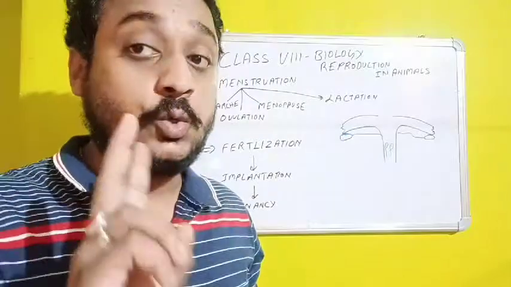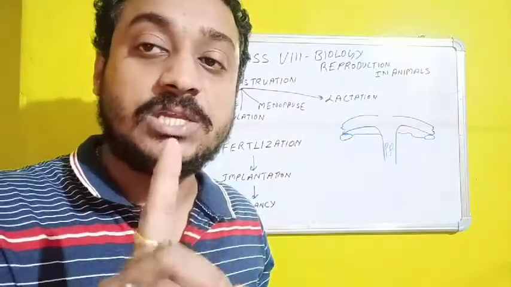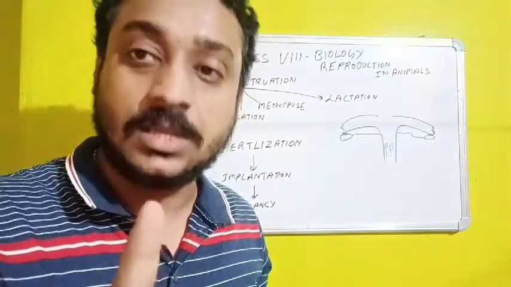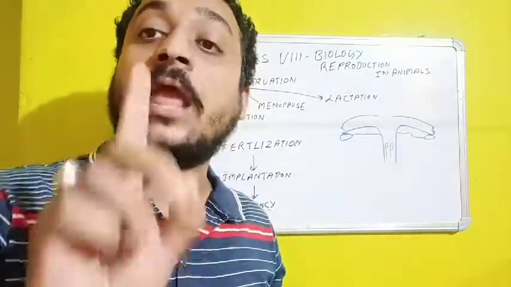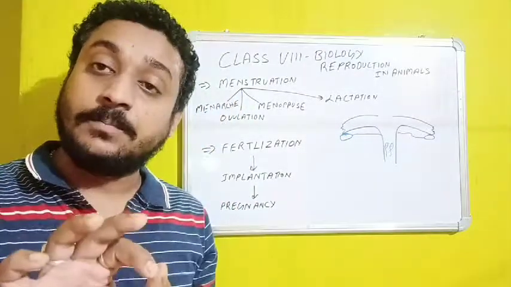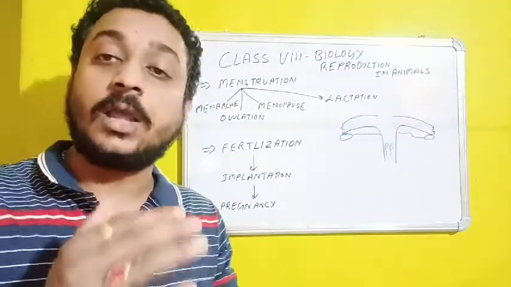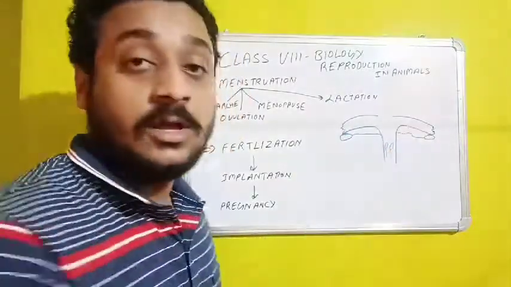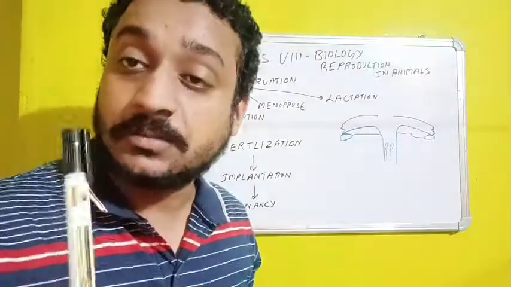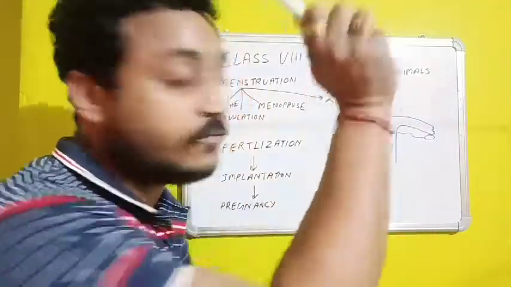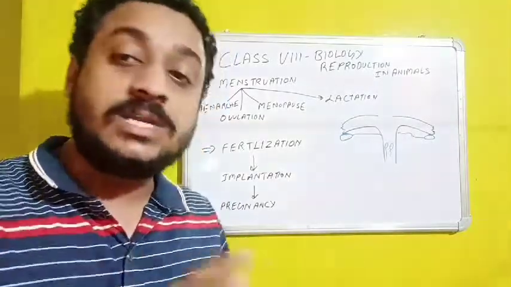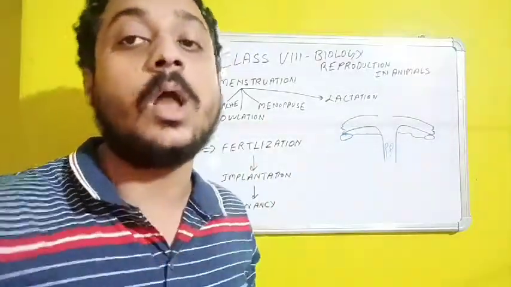Now, there are two things. The cyclical change, this menstruation or menstrual cycle, both are the same thing. This cyclical change will occur every month in the human female. It means if the right ovary is releasing the egg in the first month, then in the second month, the left ovary will be releasing the egg. So approximately every 28 to 31 days, the menstrual cycle will occur.